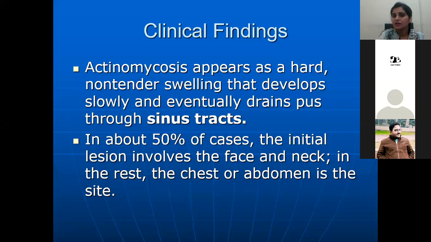So they will grow, beta, there will be a non-tender hard swelling, and they form sinus tracts. And where will the pus drain from? It will drain from that sinus tract. It will not drain from the swelling itself. There will be a sinus tract and the pus will drain from that sinus tract, not from the swelling. In about 50% of cases, the initial lesion involves the face and neck, because it is part of the normal flora of the oral cavity. And in the rest, the chest or abdomen can be involved.